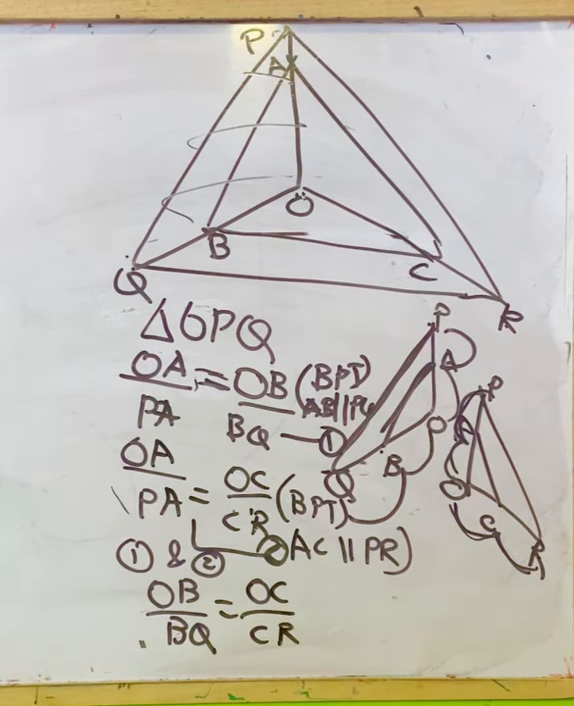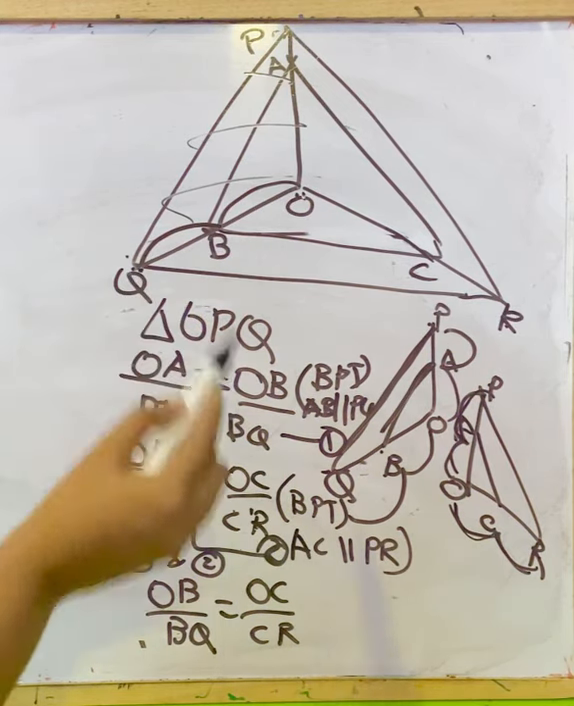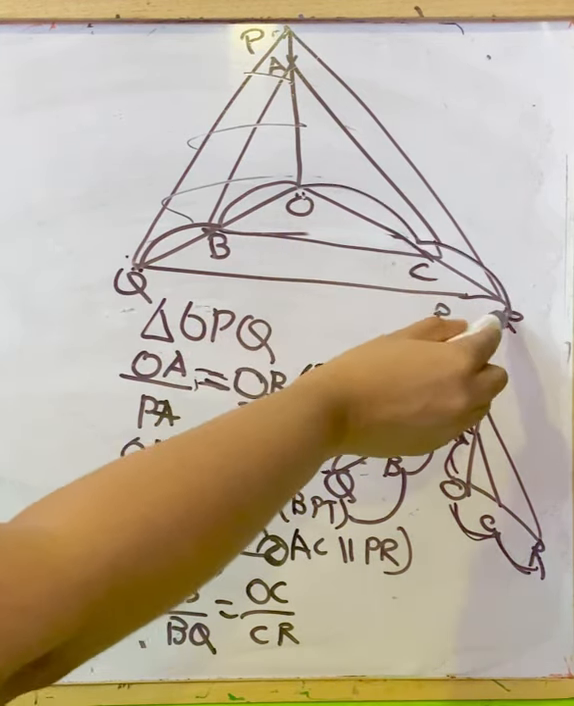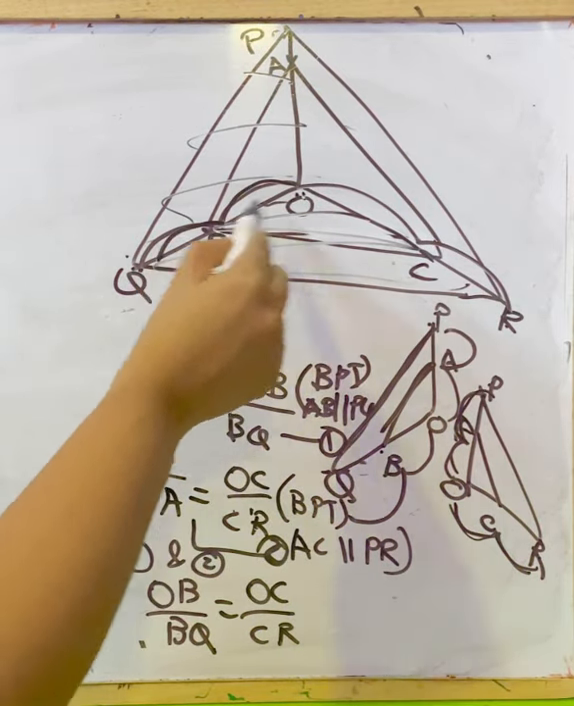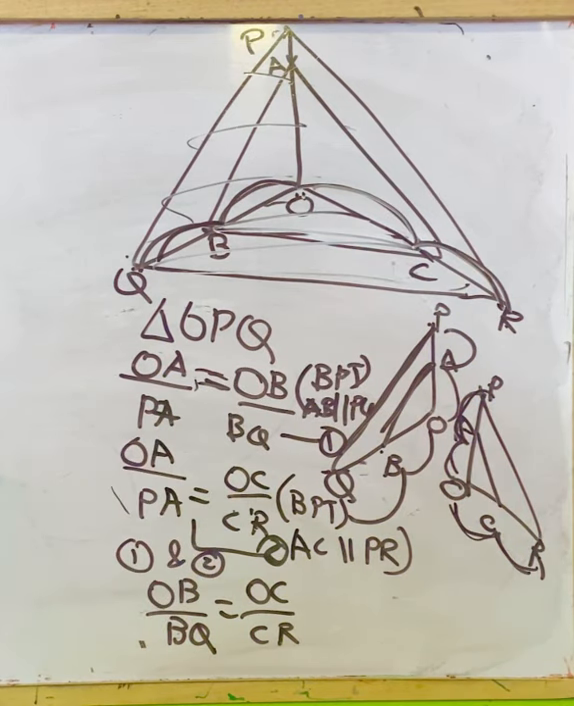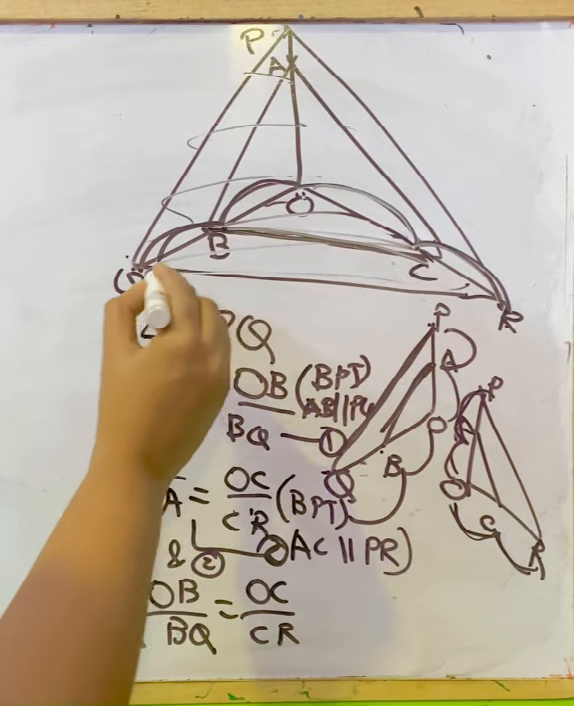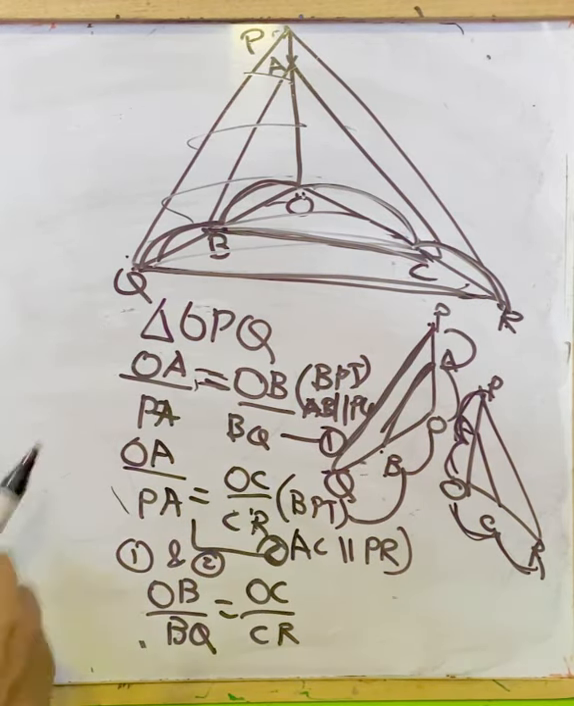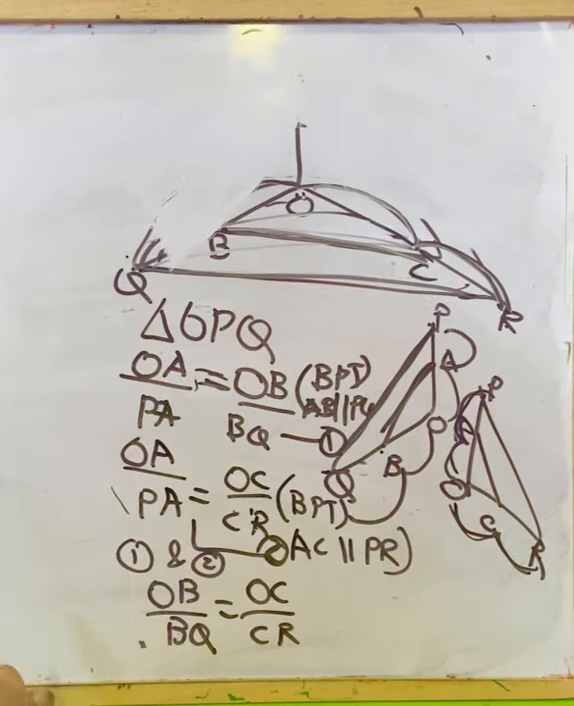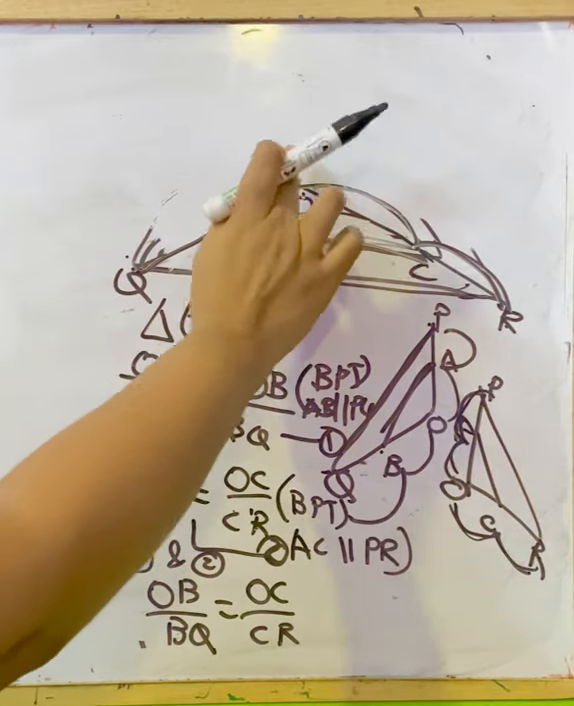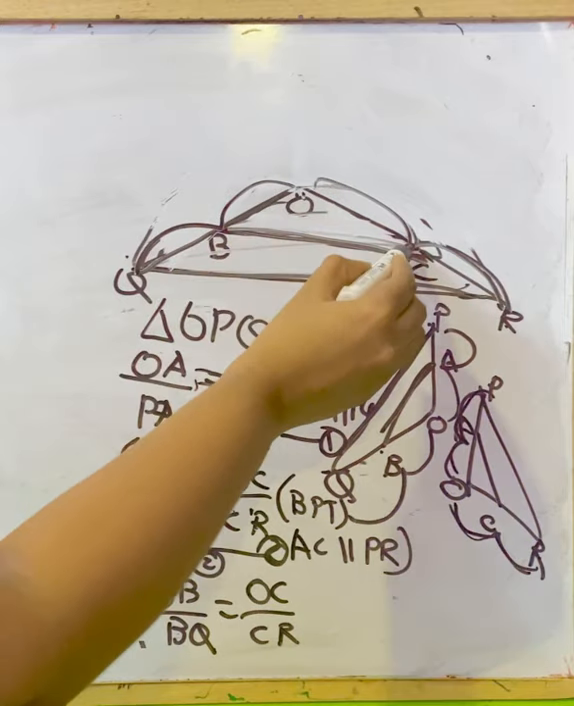Now check the figure. OB by BQ equal to OC by CR. Now consider the triangle below. In that, these sides' ratios are equal. They are proportional. Then by the converse of BPT, we can say BC will be parallel to QR. Consider only the below triangle. This is the triangle here. Here we got OB by BQ equal to OC by CR.